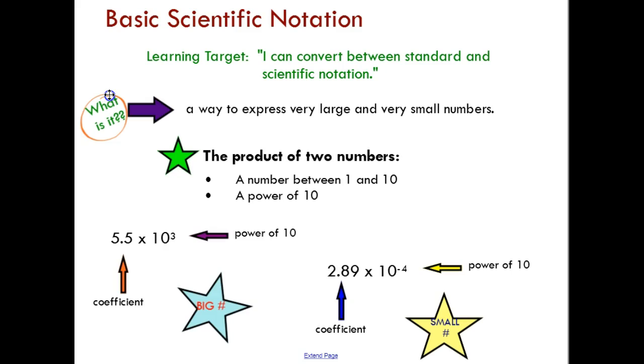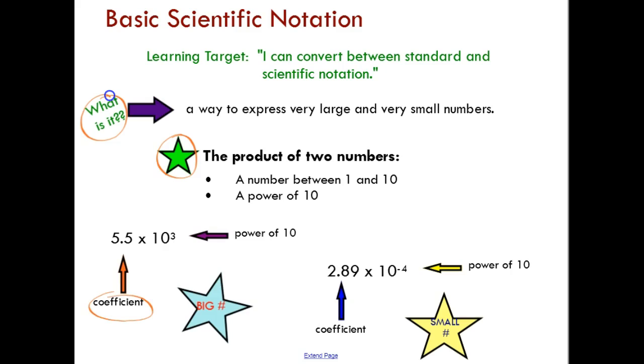So scientists, people came up with a way of making them look smaller on paper when you write them out. And that's why it's called notation, as in the way we write it. And the product of two numbers, as it says right here, is a number between 1 and 10. So it starts off, and then we call it the coefficient. Down here, the coefficient. A number between 1 and 10.